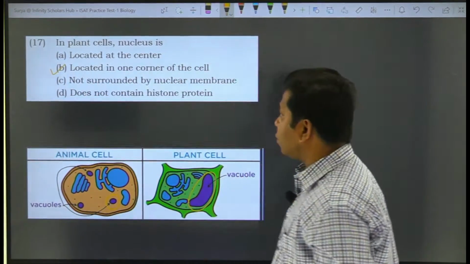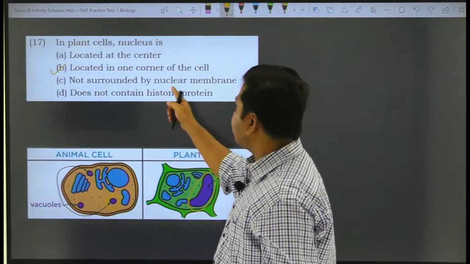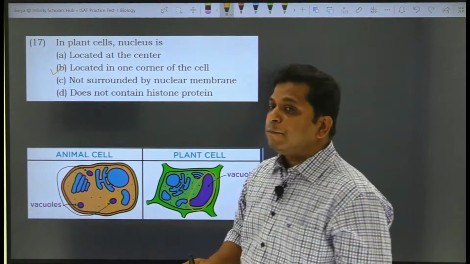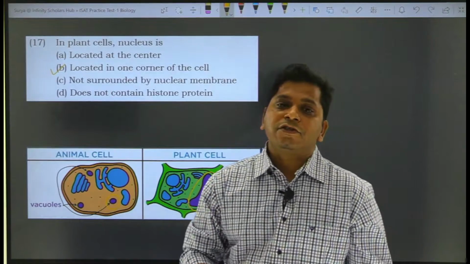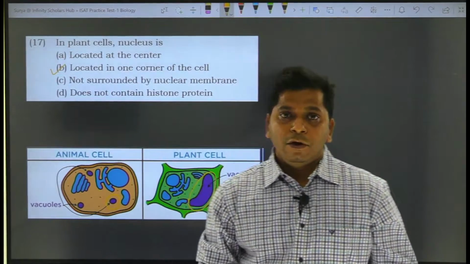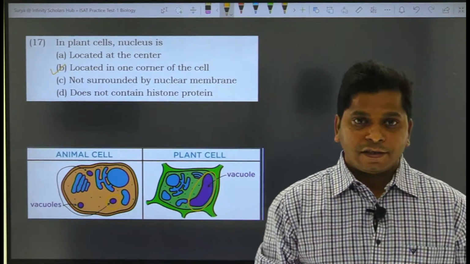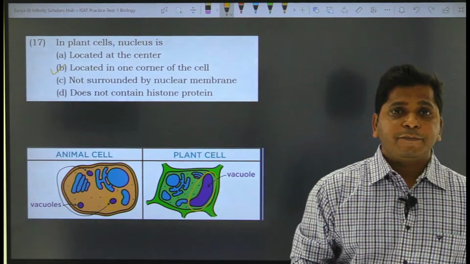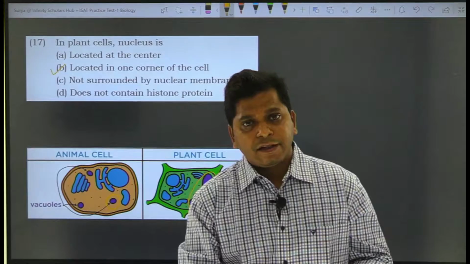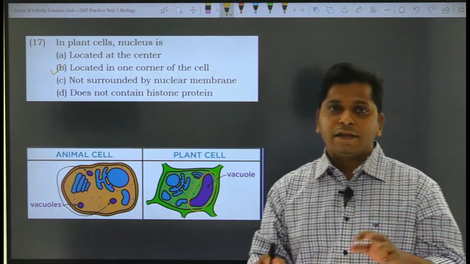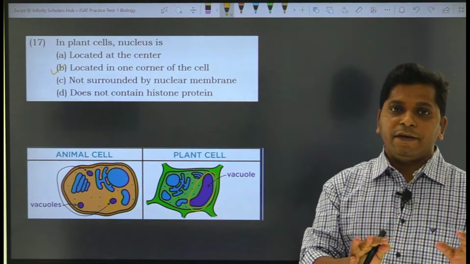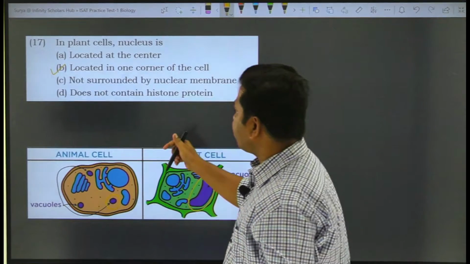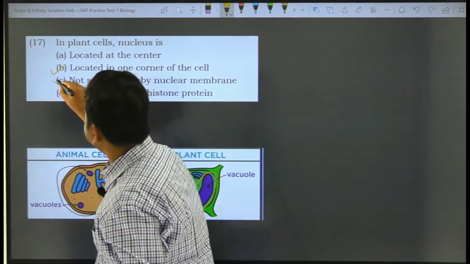Let us look at the other choices. Not surrounded by nuclear membrane. Plant cell, the nucleus is surrounded by a nuclear membrane. Only in prokaryotic cells, the nucleus is not surrounded by a nuclear membrane. What are prokaryotic cells? The bacterial cells. Okay. So, in bacterial cells, the nucleus is not surrounded by a nuclear membrane. So, this option is also not correct.